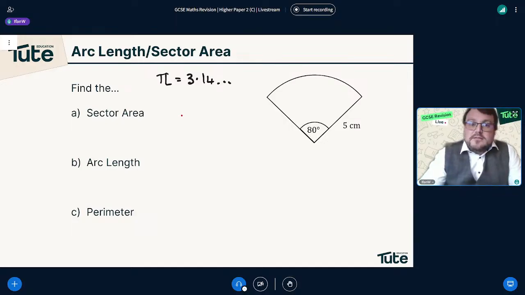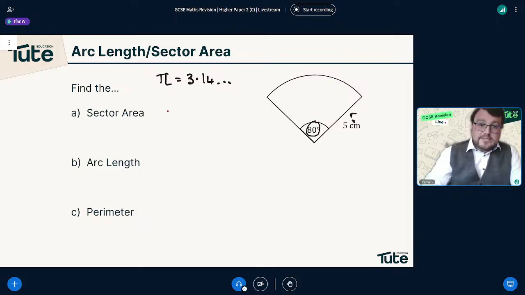Anyway, sector area. What we see is that a sector is part of a circle. How much of a part of a circle? Well, the only piece of information there is if you've got a radius of 5 and an angle. An angle of a circle. Well, there are 360 degrees in a circle, so that's 80 degrees out of the 360.